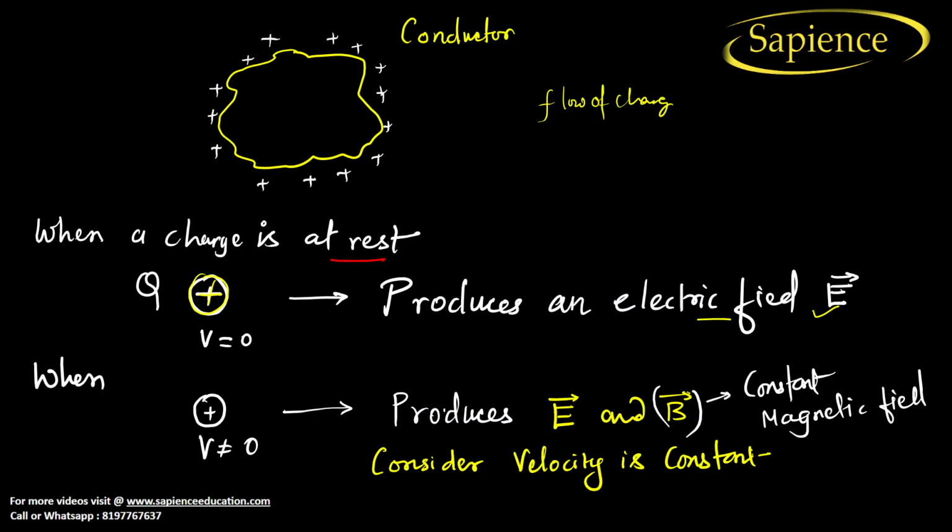Okay. Now, if the charge is moving, V is not equal to 0, it means it is in motion. So consider the velocity is constant. What will it produce? Electric and magnetic field. So try to understand again and again. If charge is at rest, it only produces an electric field. But when charge is in motion, let us consider the velocity is constant, it is moving with constant velocity, so it will produce an electric field and a magnetic field. Magnetic field means it will create a magnetic effect outside its conductor.